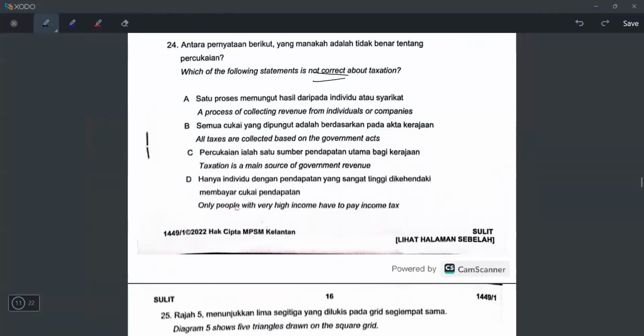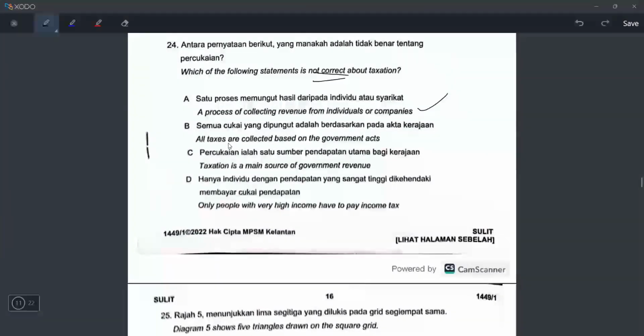So you just read A, B, C, D and pick the answer that makes sense. Okay. A: a process of collecting revenue from individual or company. This is true. If you look at the textbook definition, that's what tax means. It's a process of collecting revenue, meaning collecting money from individual or company. And you can look at the textbook definition.